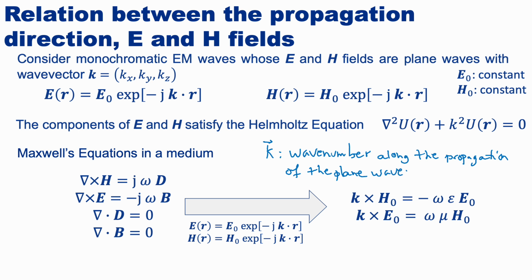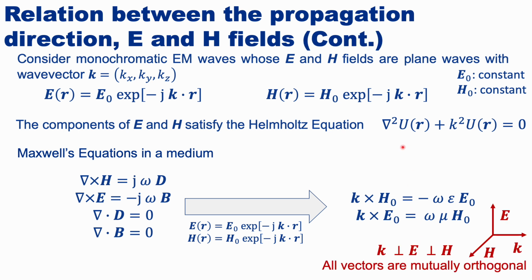Taking into account that the fields are plane waves, we can solve the curls of the electric and the magnetic field. We know that the cross product of the wave number vector and the magnetic field gives you a quantity proportional to the electric field, parallel to the electric field. And the cross product between the direction of propagation, the wave number, and the electric field is parallel to the magnetic field.